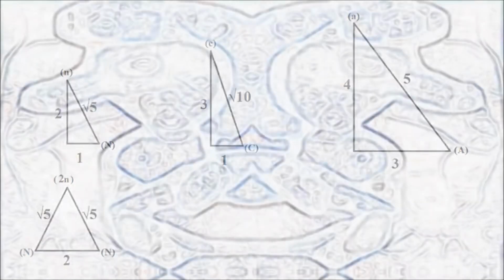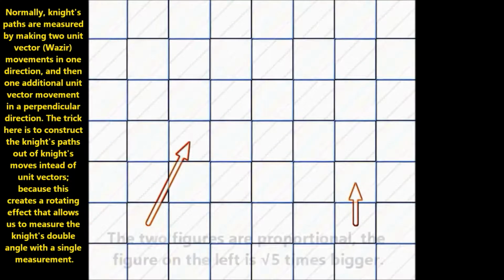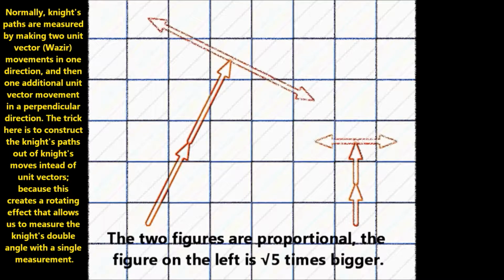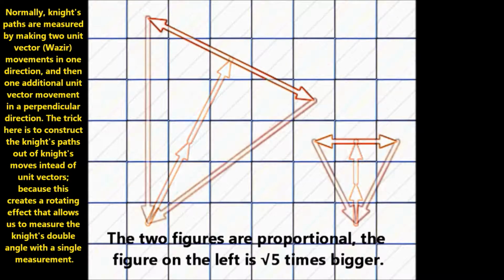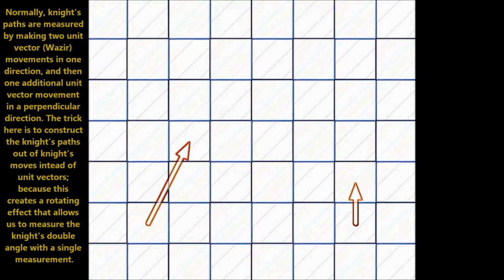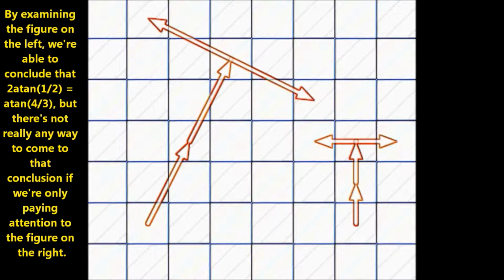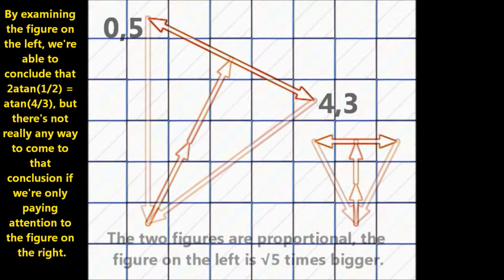But we solve this problem with an operation I call knight times knight. So, normally knight's paths are measured by making two unit vector movements in one direction and then one additional unit vector movement in a perpendicular direction. But the trick here is to construct the knight's paths out of knight's moves instead of unit vectors, because this creates a rotating effect that allows us to measure the knight's double angle with a single measurement. So, by examining the figure on the left, we're able to conclude that 2 times the arctangent of 1/2 is equal to the arctangent of 4/3.